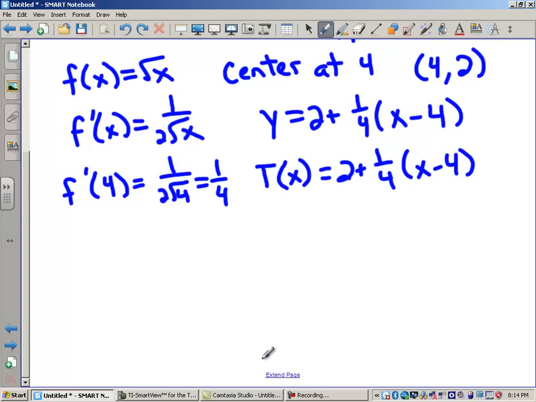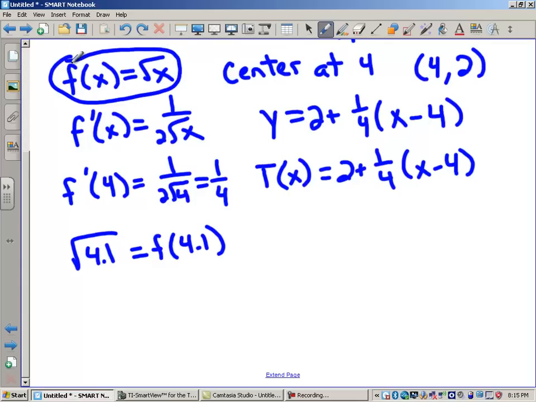All right, so what, Mr. G, does this mean? Well, this means that the square root of 4.1 is the same thing as asking what is f of 4.1 when f of x is the square root of x. Well, I don't actually know the square root of 4.1. I cannot tell you off the top of my head what that is. Of course, I could ask a calculator, but I don't know how to do that. However, I can say that that's approximately equal to the tangent line at 4.1. Why is that? Well, we saw from the graph the tangent line stays really, really close in y values to the actual function value.